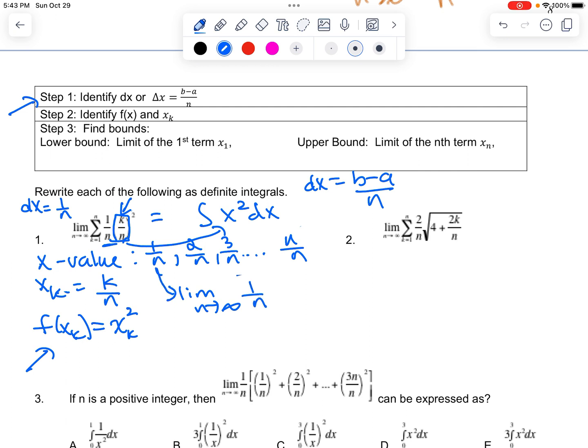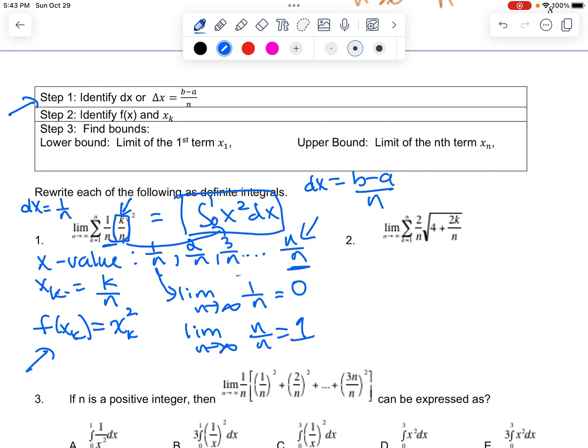So 1 over n, and n is the number of rectangles. If you take that limit, that will give you your first x coordinate, which is 0. And then this is the last x coordinate that we're using. If you take that limit, that will give you your upper bound, or the last rectangle. So this has to go from 0 to 1. So this is the definite integral that matches. Okay. Let's try the next one.